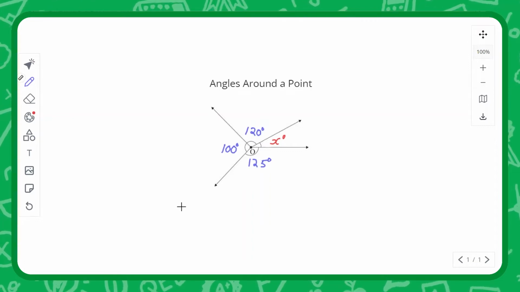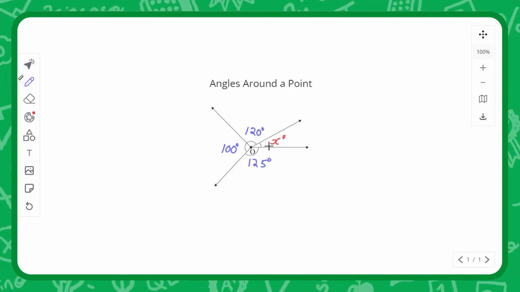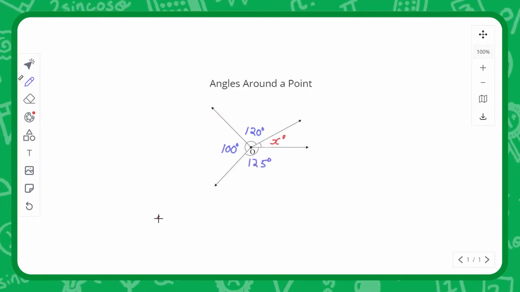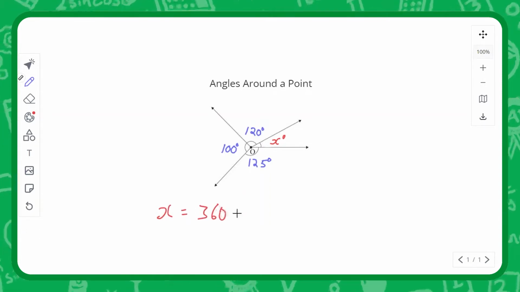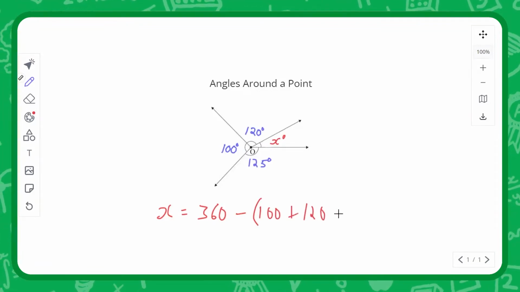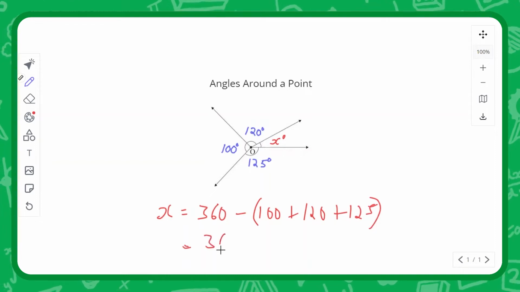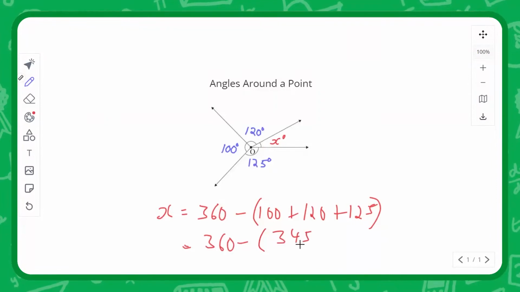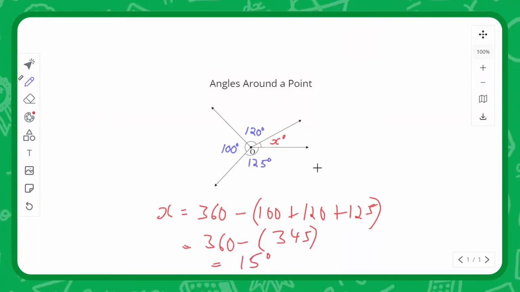Okay, let's look at the angles around a point now. Now we know that all four of these angles must add up to 360 degrees, and we're going to find that missing angle x again. So this time x is equal to 360 degrees, take away the other three added up together. So 100 plus 120 plus 125, and so we get that x is equal to 360 degrees, take away 345 degrees, and so x is 15 degrees in this question.